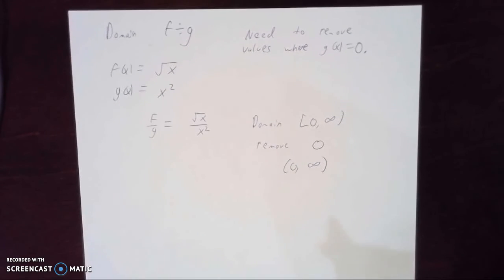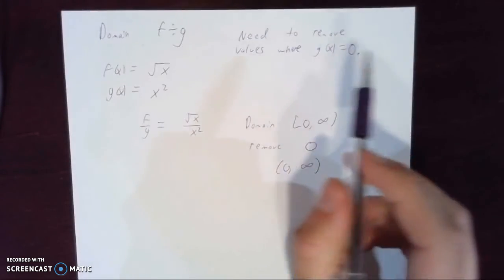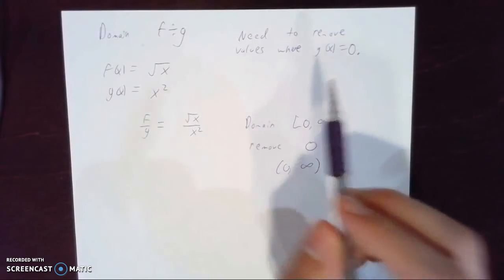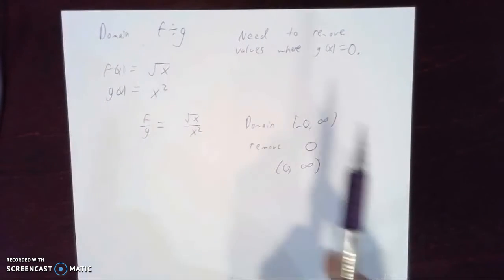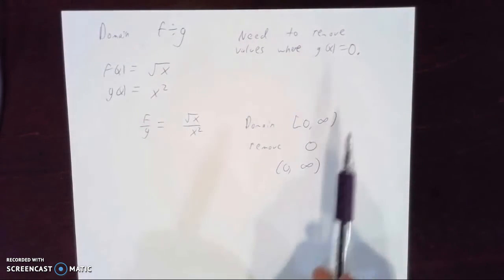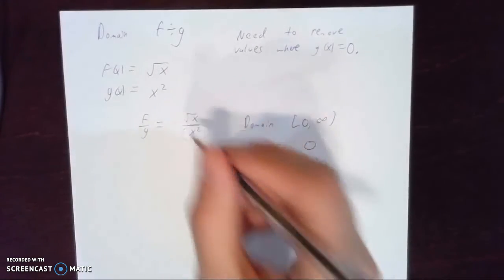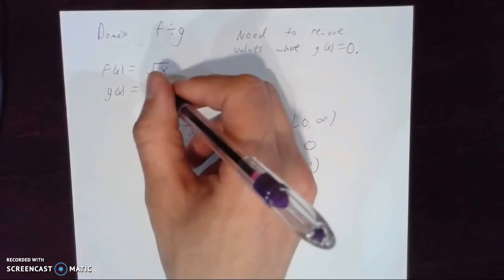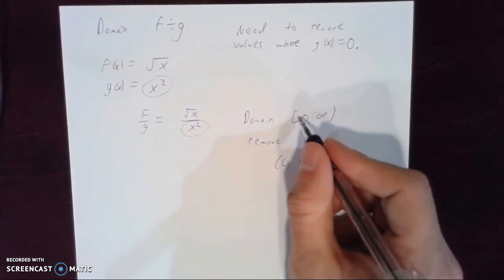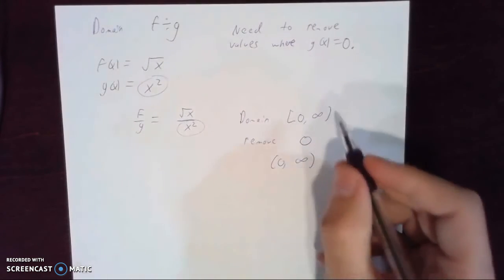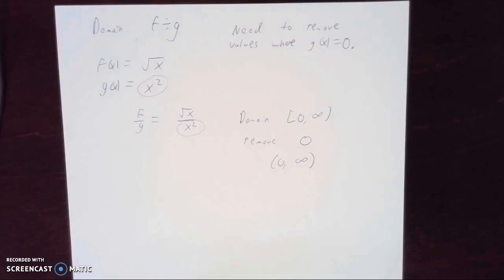If you want to look at domains of a division problem, you not only have to look at what the domains have in common, so you do the same thing we did last time. The domain of f here is 0 to infinity, and then we need to remove anything that would make the denominator of our new function 0, which means we need to remove anything that would make g of x 0. Well, 0 would make this 0, so we need to remove 0 from this domain. Well, if you remove 0 from 0 with a bracket to infinity, you end up with 0 with a parenthesis to infinity.